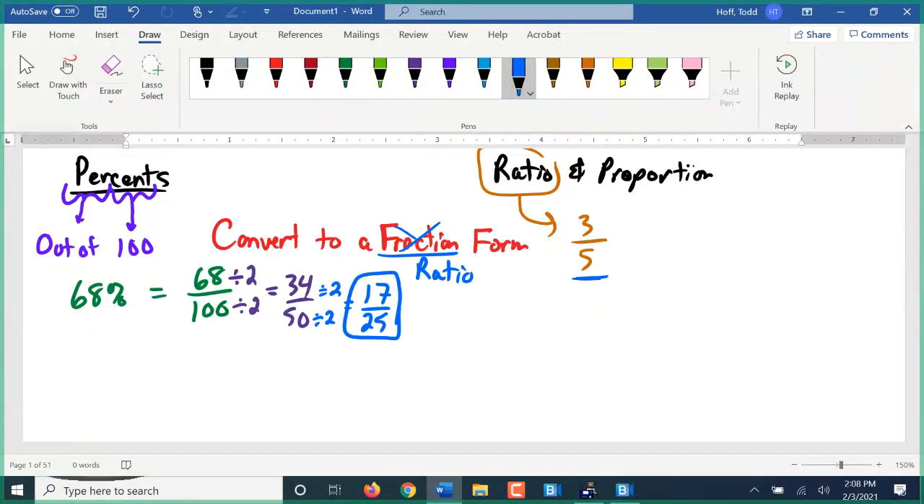So that's not really 17 25ths. It's not a fraction, it's a ratio. That's saying 17 out of 25.